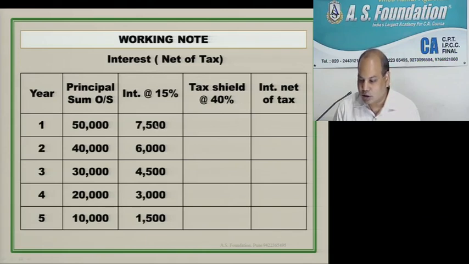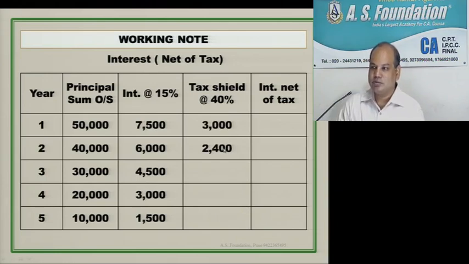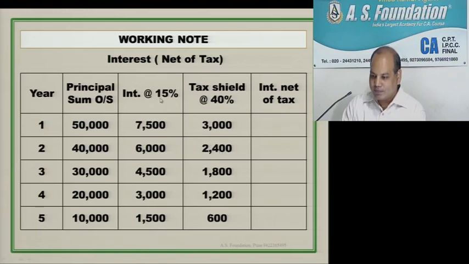Tax shield on interest at the rate of 40%. First number 3,000. Second 2,400. Third, fourth 1,200. Fifth 600. Now the last column, net of tax. This minus this.